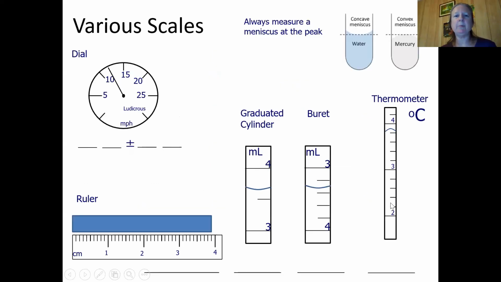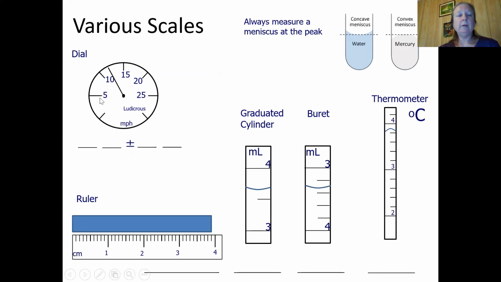So here are some examples of different types of measurements, different types of scales, we'll call them. You have a speed dial. All right, what's your major? It's 5 miles per hour. Remember, don't forget your unit. So what's your minor? It's the same. It's 5 miles per hour.